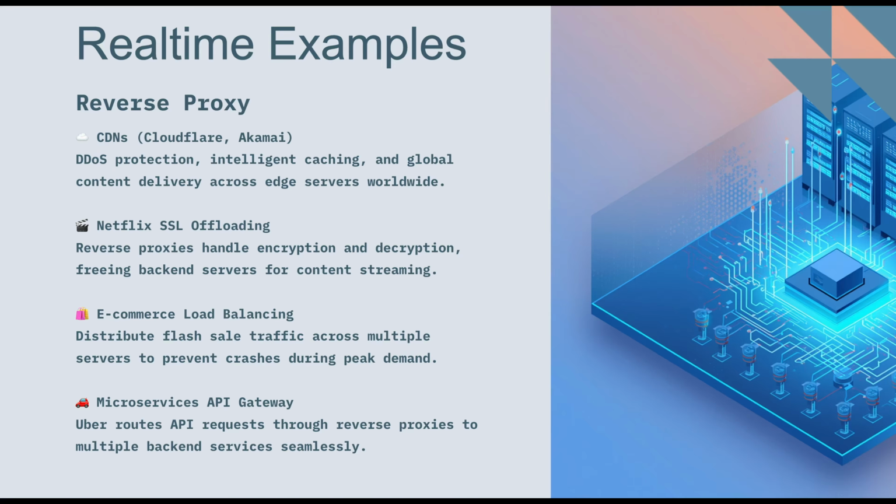Microservices in apps. Apps like Uber use a reverse proxy as an API gateway. When you open the app, your phone sends one request to the gateway. The reverse proxy then splits that request up, sending one part to the map service, one to the payment service, and another to the driver matching service.